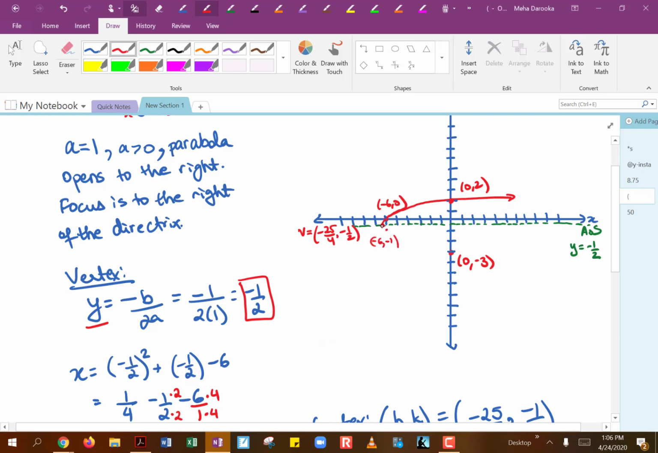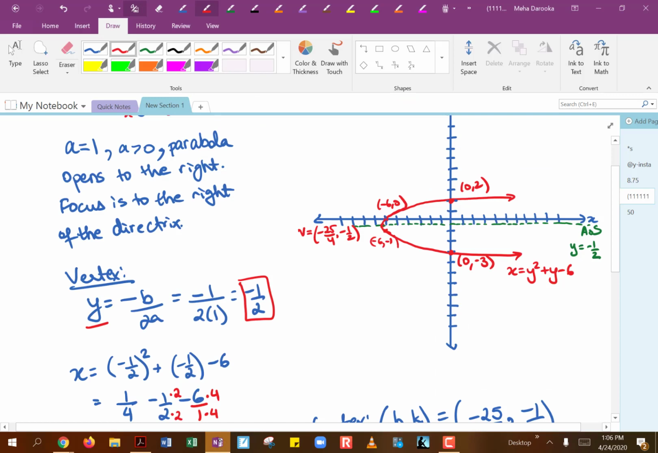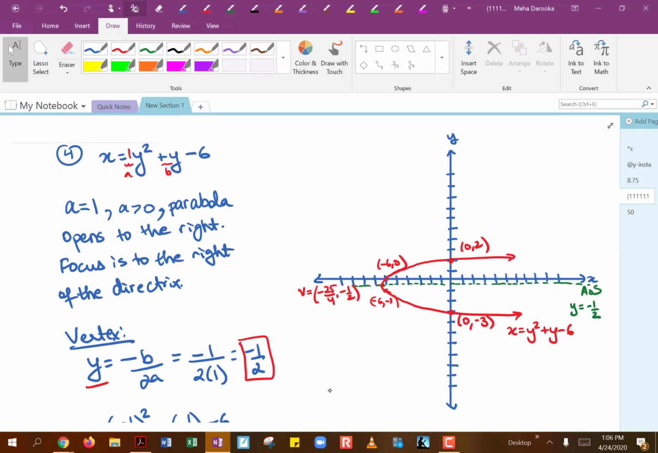Okay, so this will be going like this, and this would be going like this. There we go. So -6, -1 would be the symmetric point for that. And this is our x equals y squared plus y minus 6 graph. Now we still have to do, we did the vertex, axis of symmetry, x and y intercepts, but we haven't figured out our focus and directrix yet. Alright, so let's go ahead and do that next.